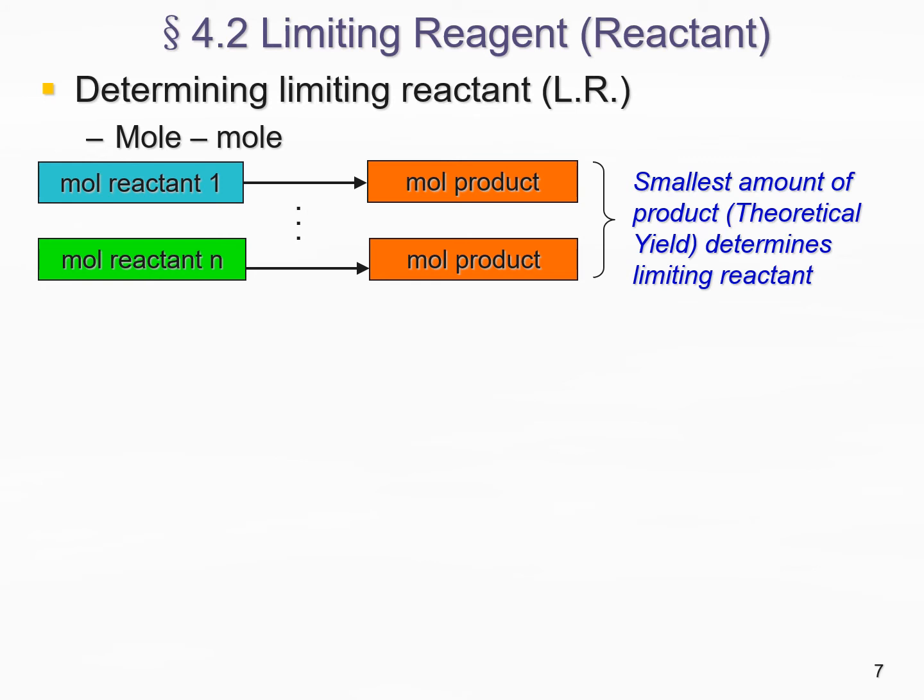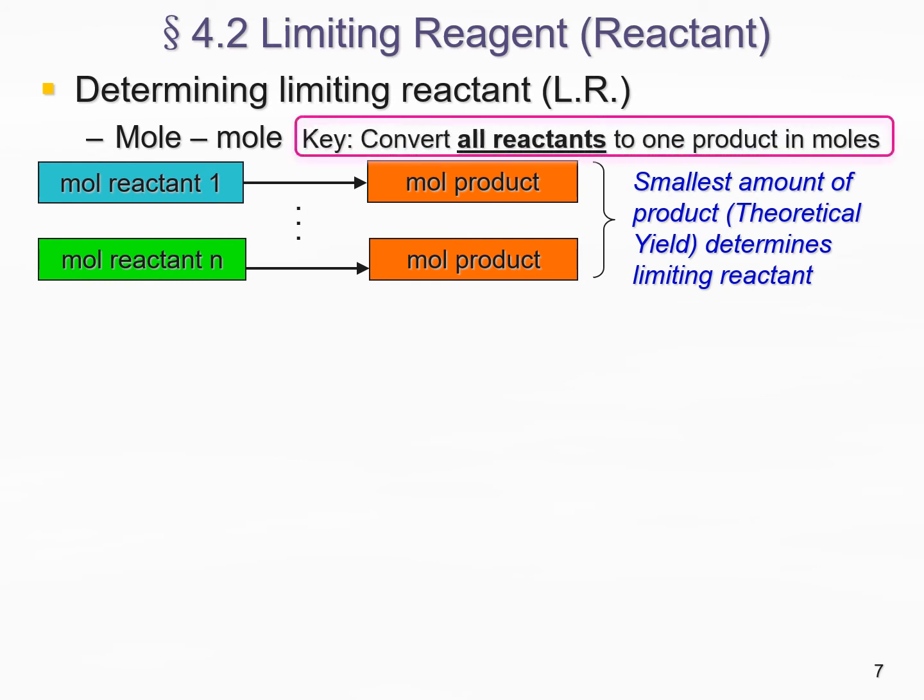The reactant that gives us the smallest amount, we call the limiting reactant. Well, this is the moles to moles conversion, what we call stoichiometry, of course. So we convert all the reactants to the one product in moles, so that we can pick the smallest amount.